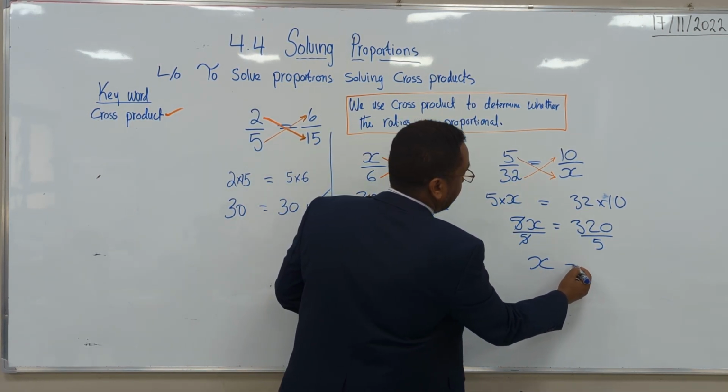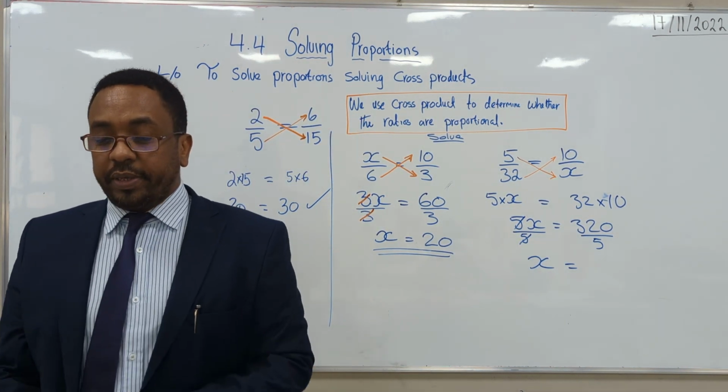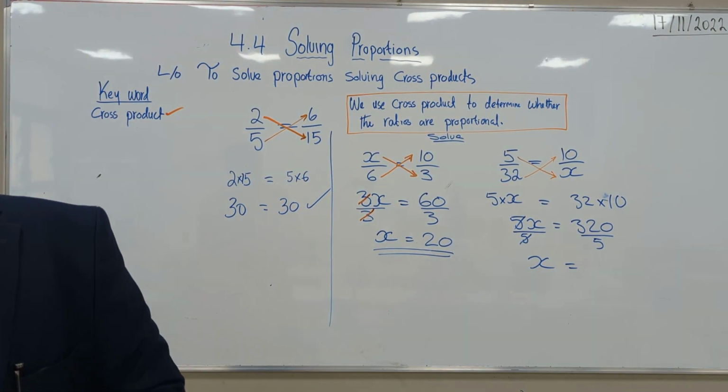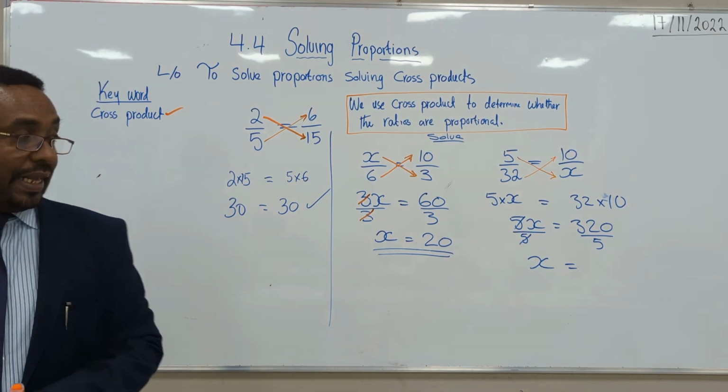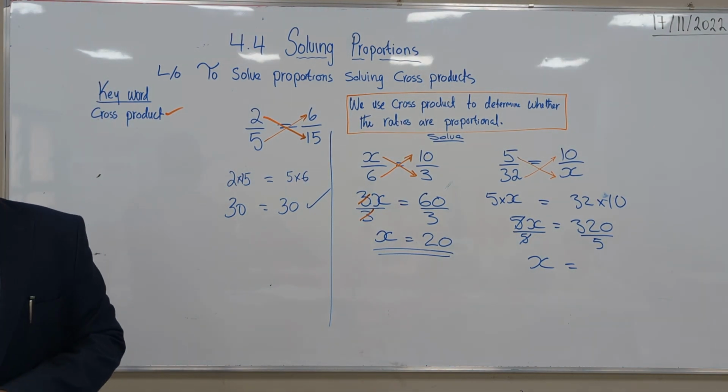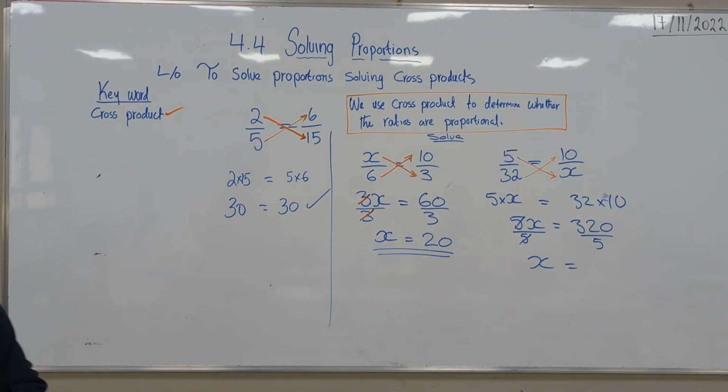X will be what? What is 320 divided by 5? Yeah, sorry, divide by 5, I mean. Do you get 64? Yes. Or shall we do it so you can see how it's done? Yes. Let's do it.